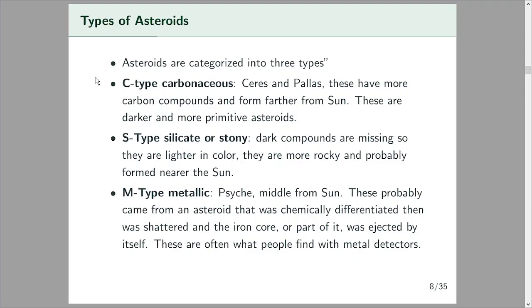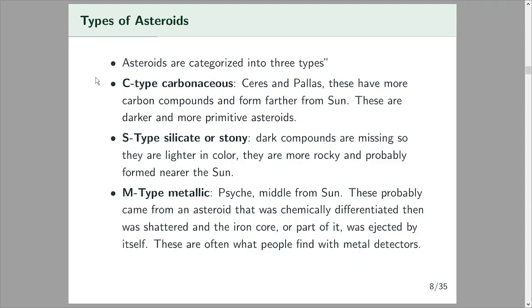Well, then if that happens and that asteroid somehow gets hit really hard and broken up into pieces, which, life for an asteroid is a tough life. You'll see they get banged around a lot. Then if metal pieces get thrown out, those look like asteroids on their own, just pieces of metal floating in the asteroid belt, and we call those M-type. So what it says is these probably came from an asteroid that was chemically differentiated, then shattered, and the iron core or part of it was ejected by itself.